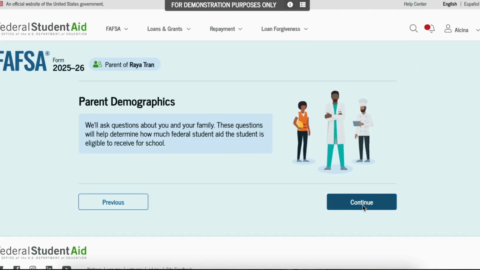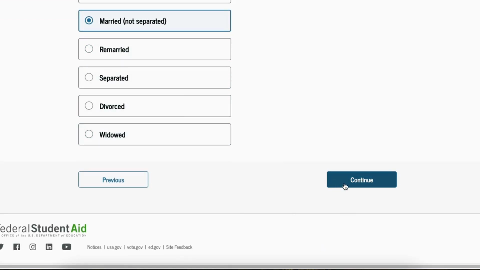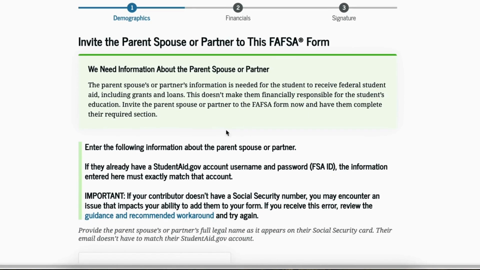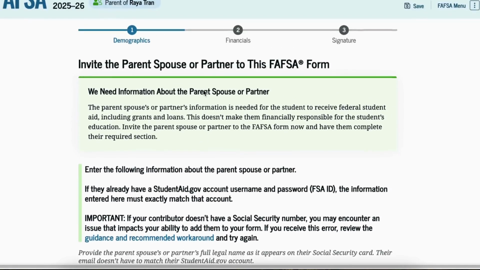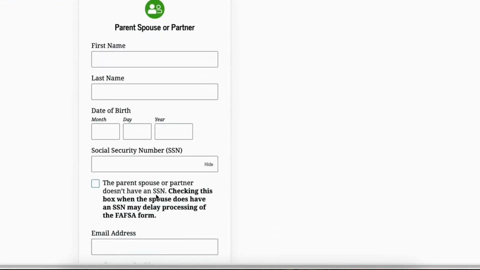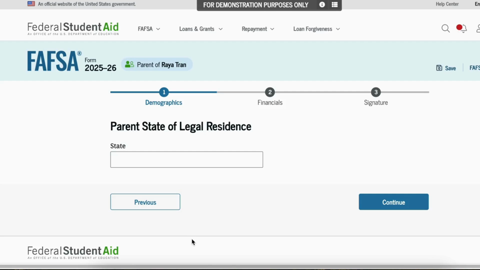We're going to go through parent demographics. This is if the parent is married, remarried. They're going to basically ask for where they currently are in the relationship with either the biological parent or adopted. This is where we're going to have to invite the spouse. So since we said that this person was married, we have to then put in that second spouse's information, and we're going to go ahead and send that invite to the second parent if needed.